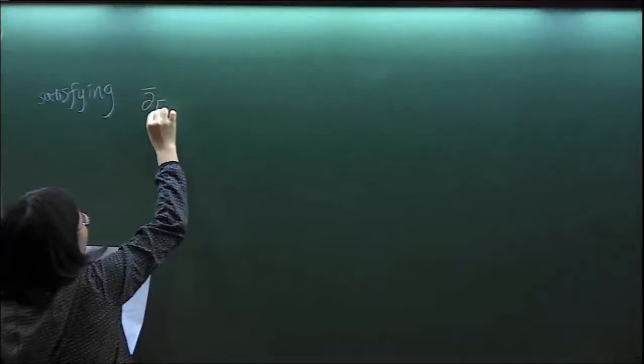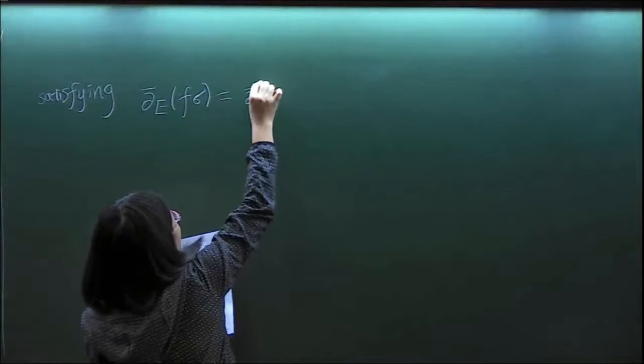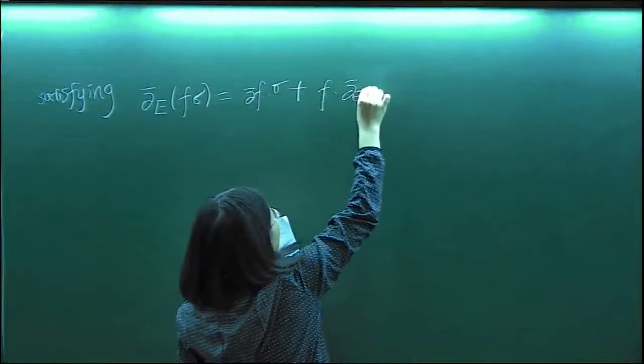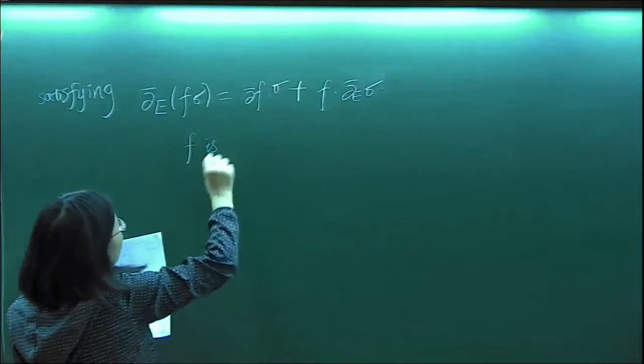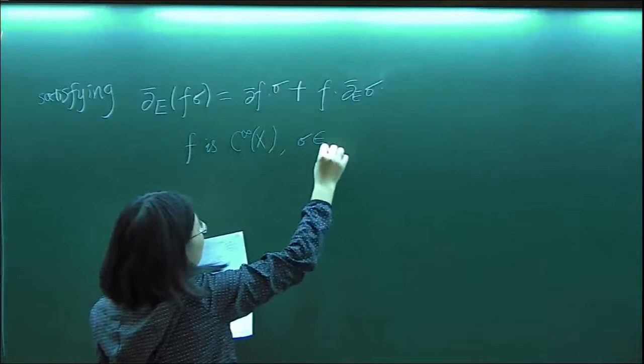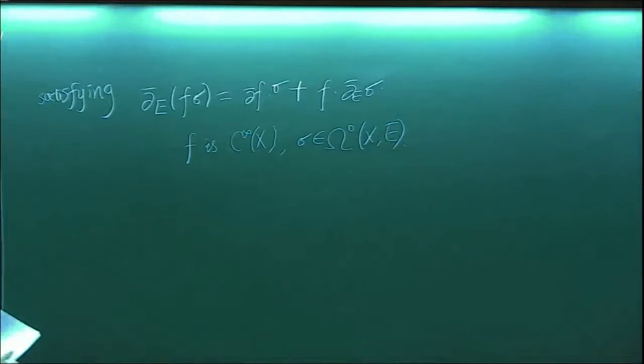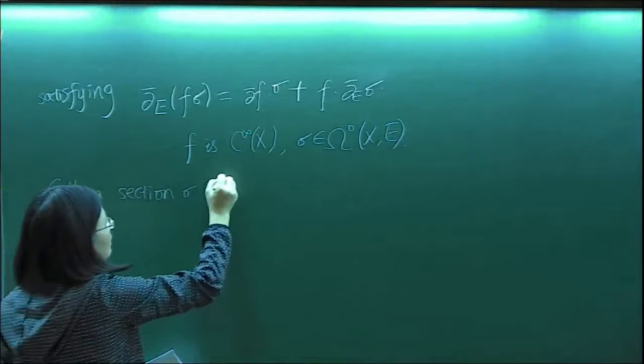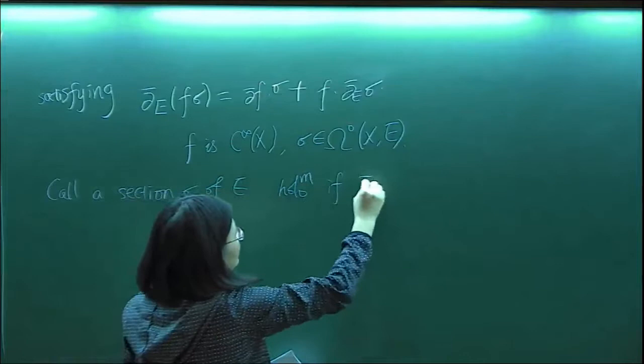the Leibniz rule, such as D bar E of f sigma equals D bar of f times sigma plus f times D bar E of sigma, where f is a smooth function on X, and sigma is a section of E. And we call a section sigma of E holomorphic if D bar E of sigma equals zero.